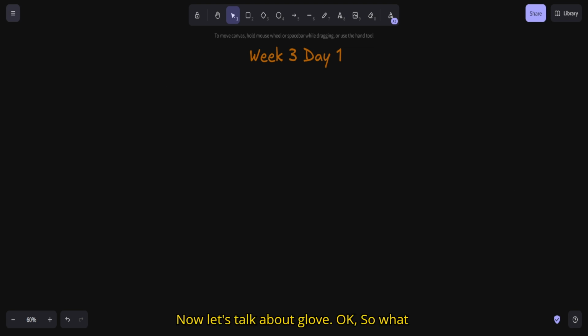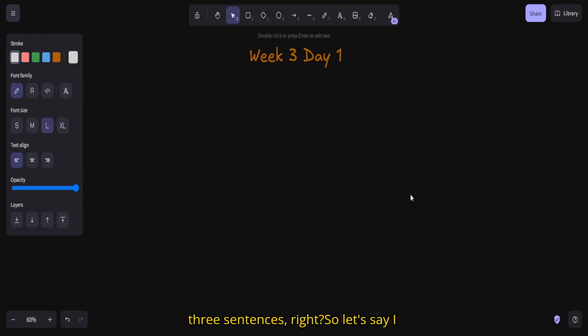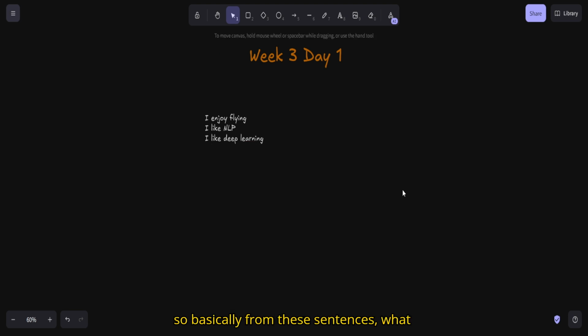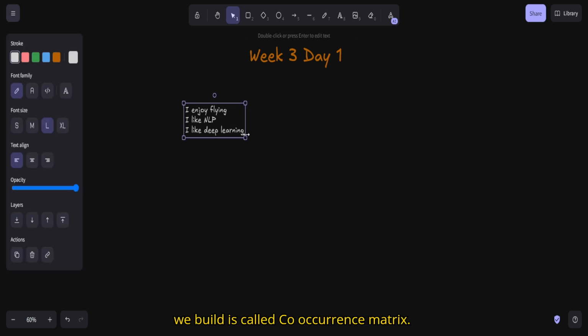Now let's talk about GloVe. Okay, so what GloVe does is basically, let's say we have three sentences, right? So let's say "I enjoy flying." "I love NLP." No, let's do it. "I like NLP." "I like deep learning." So we're talking about GloVe right now. Okay. So basically, from these sentences, what we build is called a co-occurrence matrix.